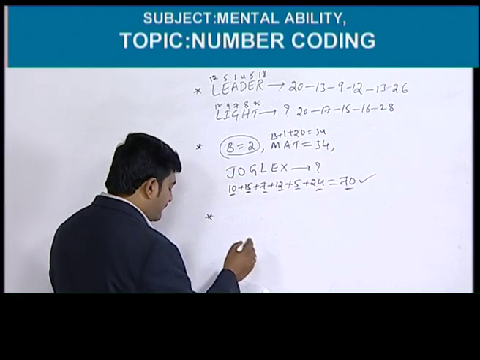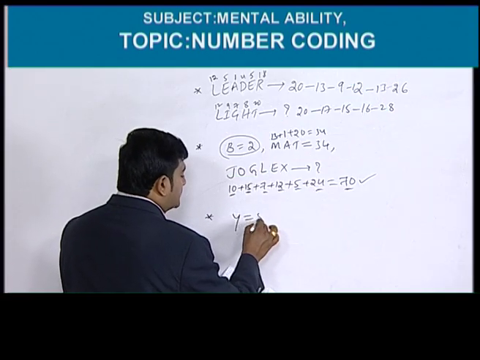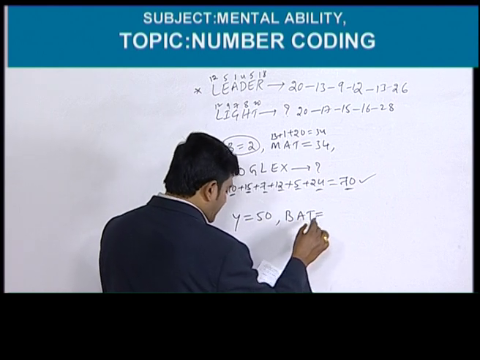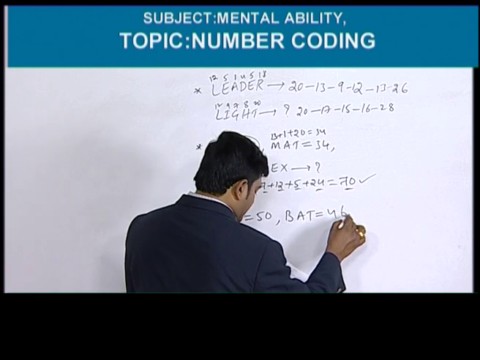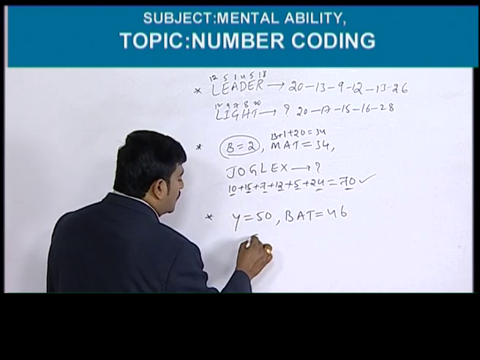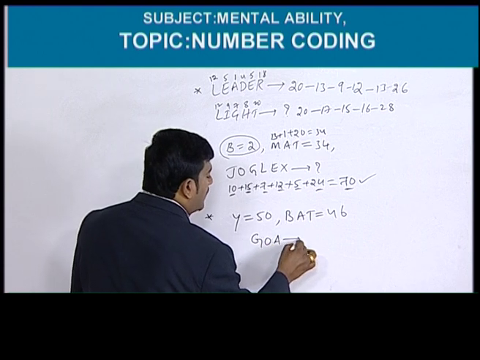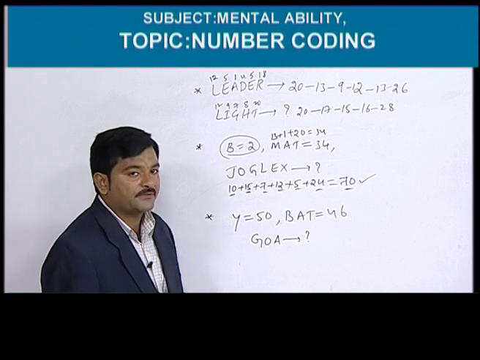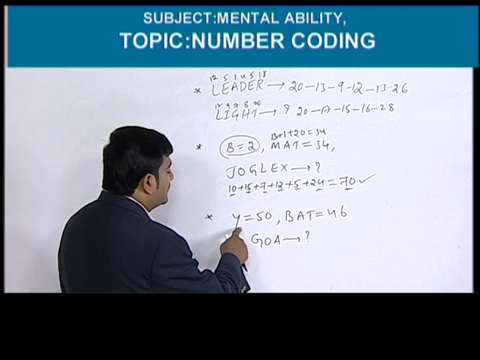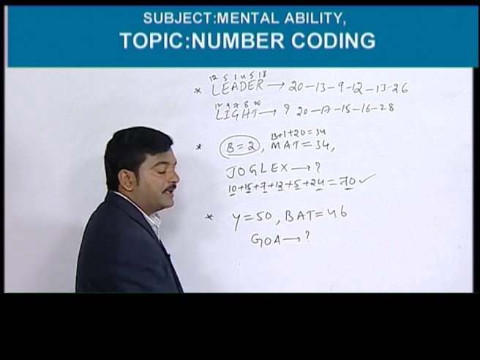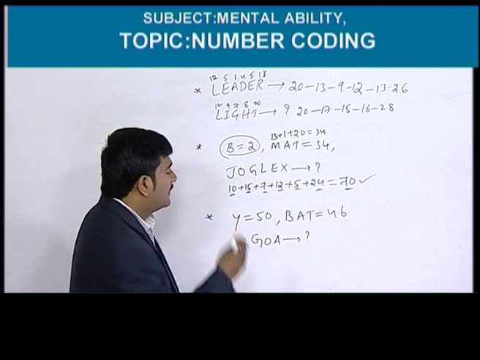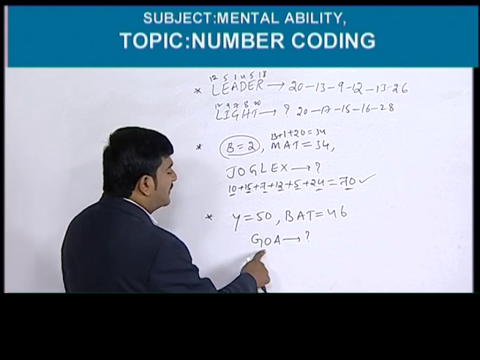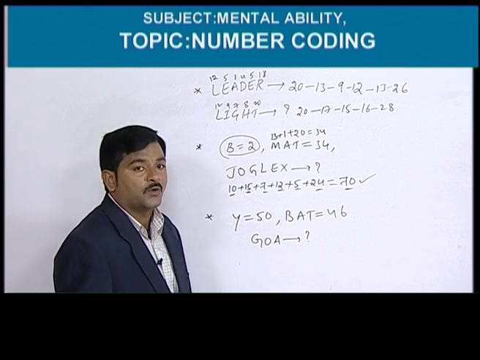In a certain code language, Y means 50, BAT means 46. Then what is the code for the word GOA? Okay, I repeat once again. He asked to find, in a certain code language, Y means 50, BAT means 46. What is the code for the given word GOA?